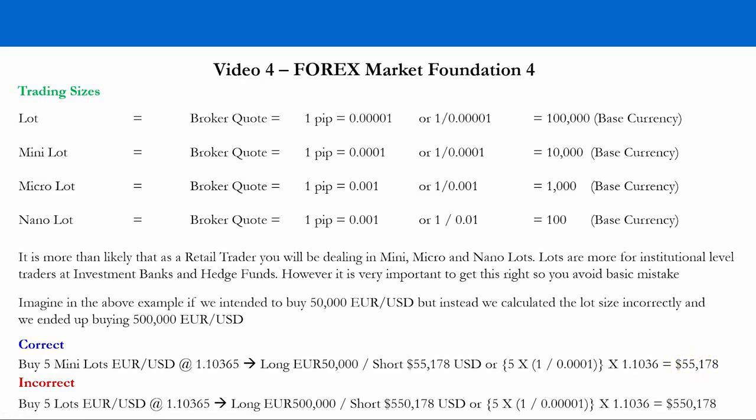But what if we got this wrong and we calculated the pip value incorrectly and we worked it out as buying 5 lots? And we did this at the exchange rate 1.10365. We end up actually going long 5 lots, so 500,000 euros, or short 550,178 US dollars. We've now got 10 times the exposure that we actually intended to have, and instead of running that exposure and being fools, we're going to have to trade out of that straight away.